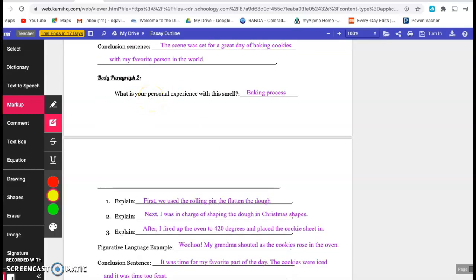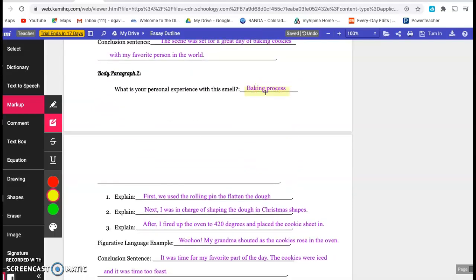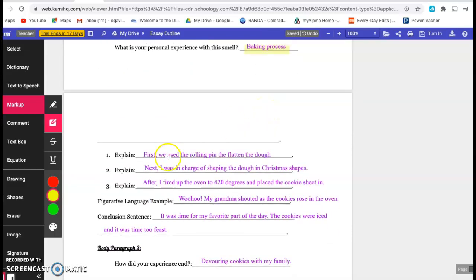Second body paragraph. What is your personal experience with this smell? Now you go into what you actually experienced during that day. We have to write about something that has happened in our life. Therefore, you should know what you are writing about. I just jotted down some notes here. Now I'm going to take us into the baking process. I explained the scene up here. Now I'm going to actually talk about the experience of baking cookies with Grandma.